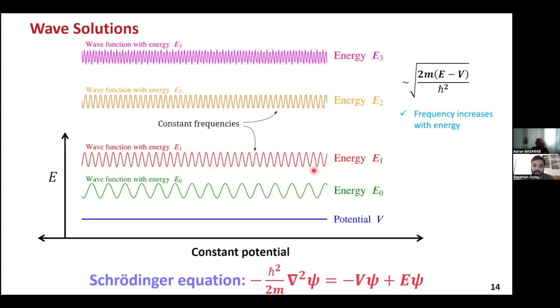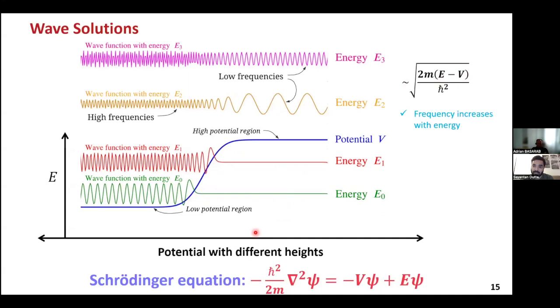So there is a constant frequency. But now, if we have a potential with two different heights, so if the potential is not constant, so we have a low potential region and a high potential region, and we solve the same Schrodinger equation with this new potential, then we can see that the frequency of the wave function is not fixed anymore. The frequency changes with the value of the potential because V is not a constant here.